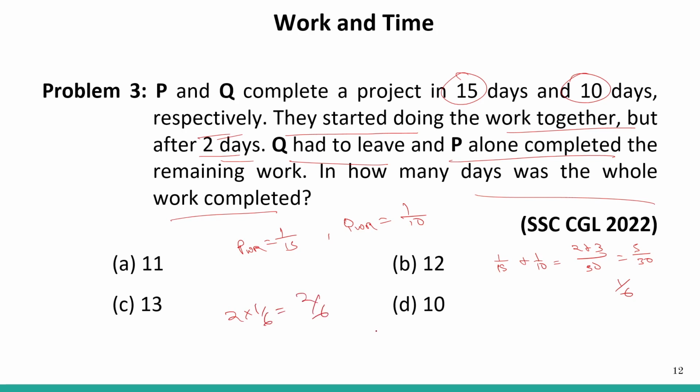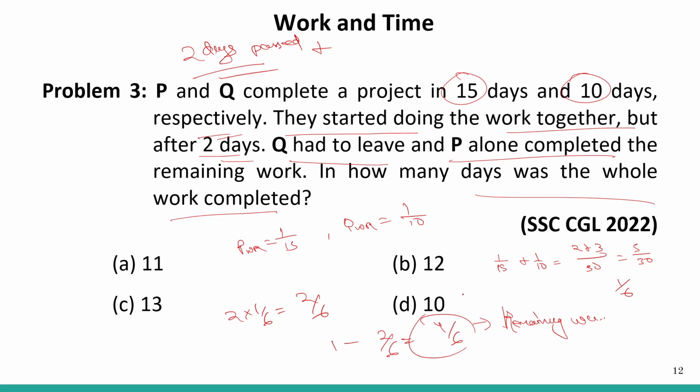So how much work is remaining? So 2 days passed. Now this much amount has been worked out. So 1 minus 2 by 6, that is equal to 4 by 6 is the remaining work. So how much time will it take for P alone?